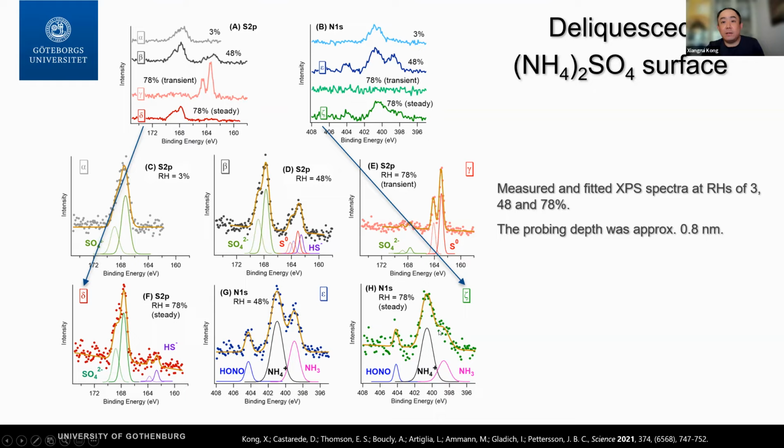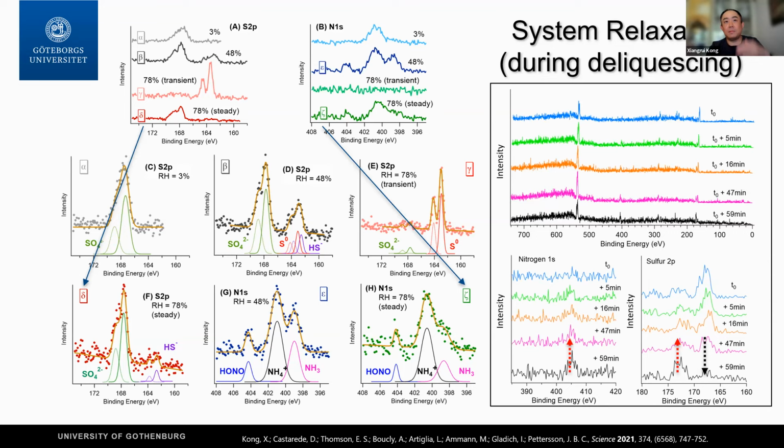And if we look at the nitrogen part, there's ammonium coming back, and also a little bit of HONO, but at a very low level. So now I'm going to show you this time series between the transient and the steady state on the right-hand side. You can see from T0, when we increase the RH to 78%, we waited for 5 minutes, 16 minutes, 47 minutes, and 59 minutes. On the nitrogen side, there was nothing at the beginning, but it's recovering slowly. And the sulfur side is totally dominated by the reduced sulfur, but then it's shifting back to sulfate gradually.